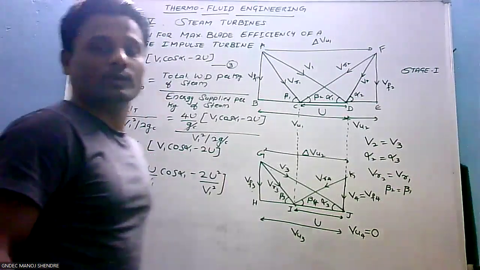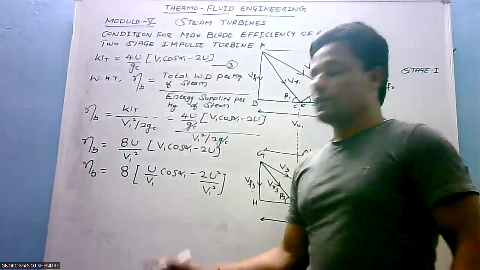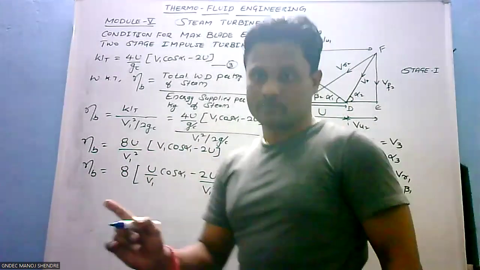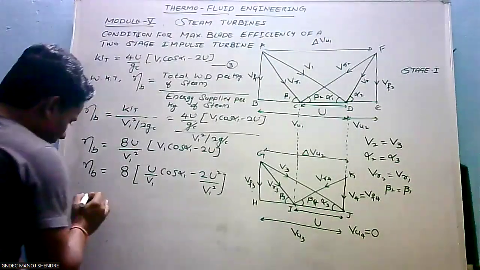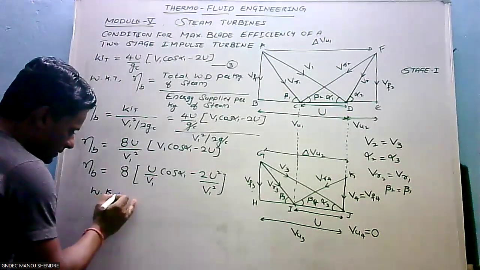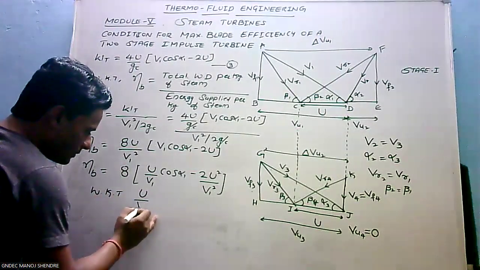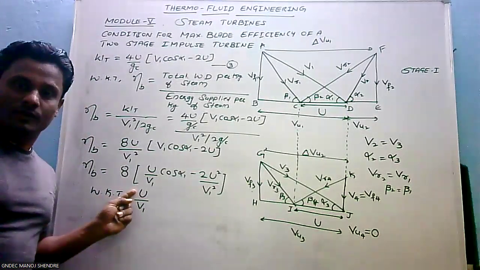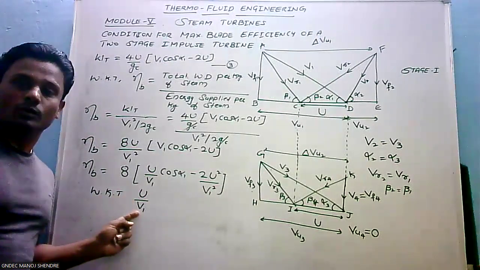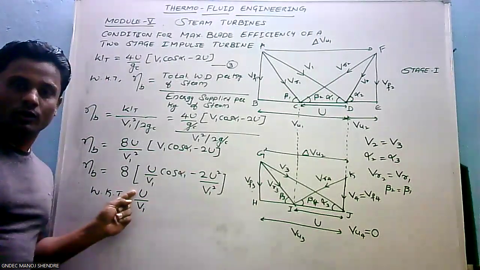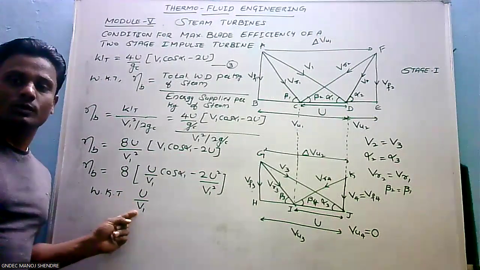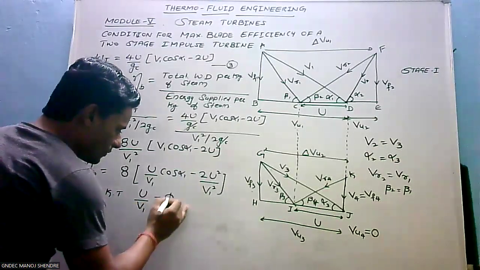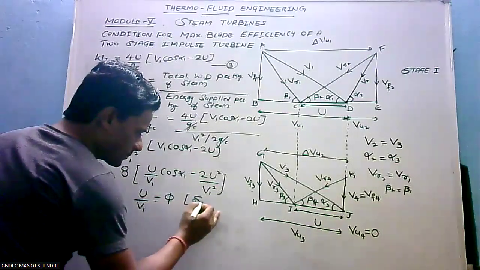From the fundamentals, we know that U by V1, the ratio of the tangential velocity of the blade to the absolute velocity of steam, is the speed ratio. It is represented by phi. Phi is nothing but the speed ratio.